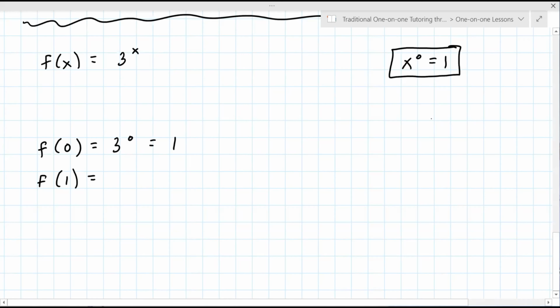There's this thing on social media where a guy can't sleep because he can't figure out what 0 to the 0 is, but you don't need to worry about that because x to the 0 is 1 every time.